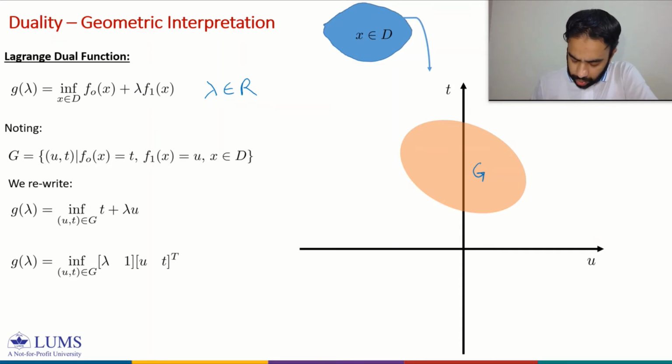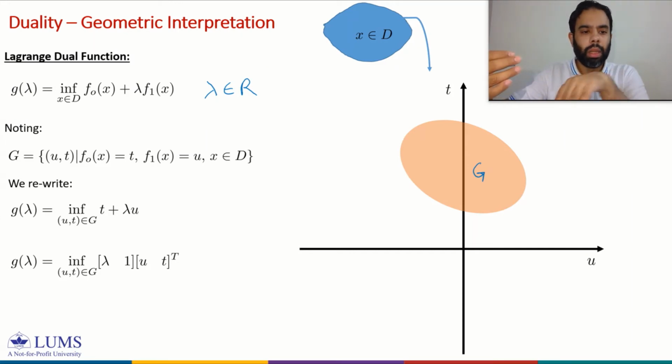Right. So this can be interpreted as follows: for each lambda we obtain a vector in this ut plane, and we minimize the inner product of this vector with every point ut in the set G. This is equivalent to moving in the direction of the negative of the vector lambda 1, and moving as far as possible such that you remain in the set G. Okay, so let me explain this geometrically.